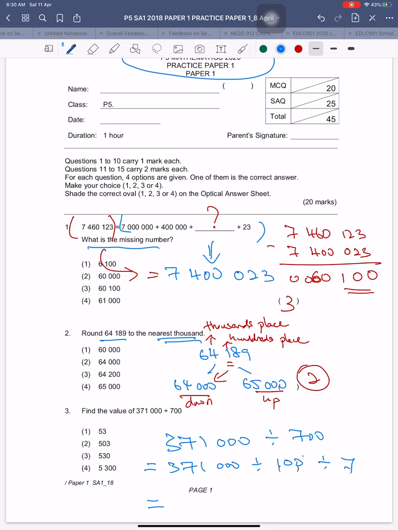So divided by 100, the easier way is to remove the 2 zeros behind. So you're left with 3,710 divided by 7. That's where you have to do your long division. So the answer is 530. So answer is number 3. Alright, so you may pause here to see whether you need to relook at any of the questions before we move on.